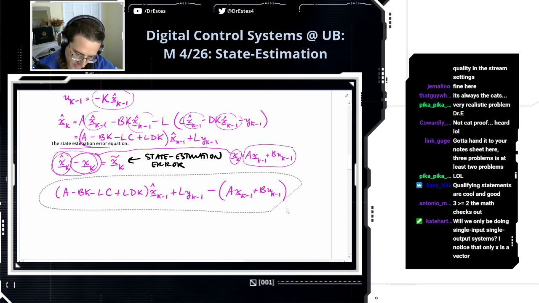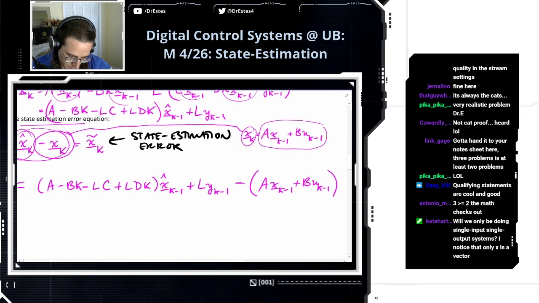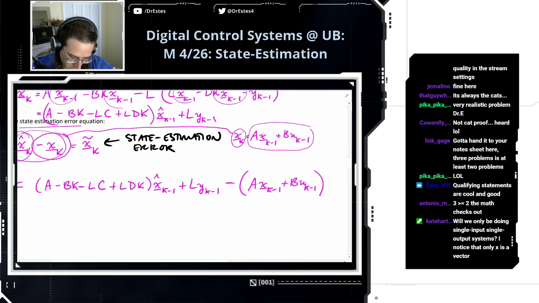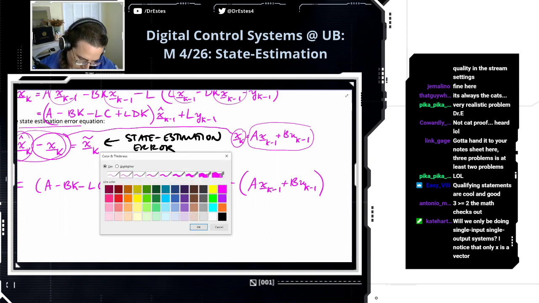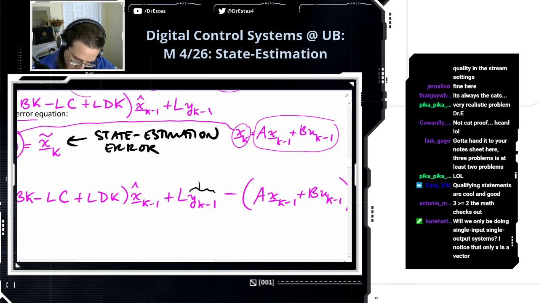Okay, so we have the state estimation error is equal to this, the difference between the estimated state and the true state. What I'm going to do is make some substitutions like we did up above. So let's start with Y. This is our measurement at the previous time step. So this is equal to C times our states plus D times our input at the previous time step.